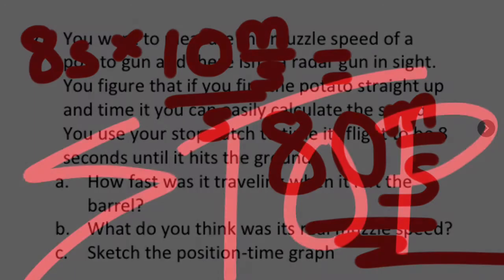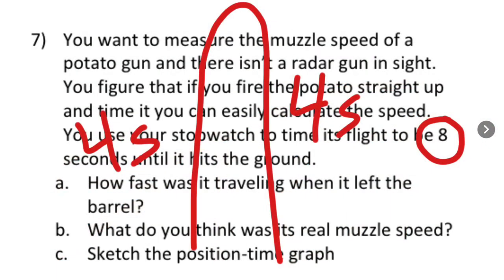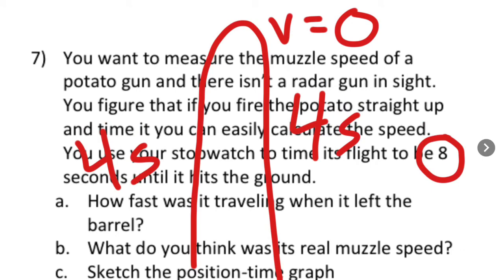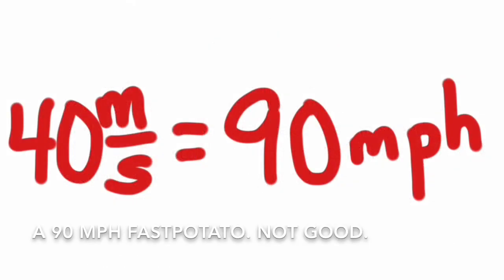If you think that's right, you're wrong. If you weren't paying attention, now's the time to. That goes up 4 seconds and down 4 seconds. The top speed is 0, so it's not 80 meters per second. It's only 40 meters per second, and that's 90 miles per hour. Be careful. Don't just watch the video. Solve the problem and think about it.